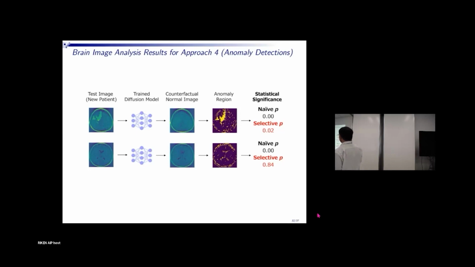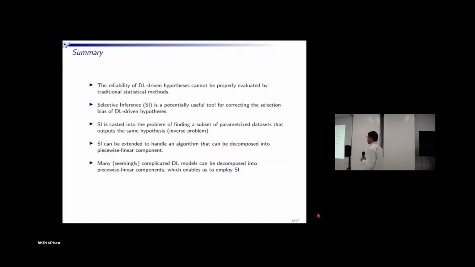Now, the selective p-value is very small in the case where there are tumors, but in the case where there is no tumor, the naive p is still small, but the selective p is high. This is just an example, but the selective p-value is theoretically guaranteed to provide a valid p-value when the hypothesis is selected. So this is a summary, and that's going to be the end of my talk. Thank you so much.